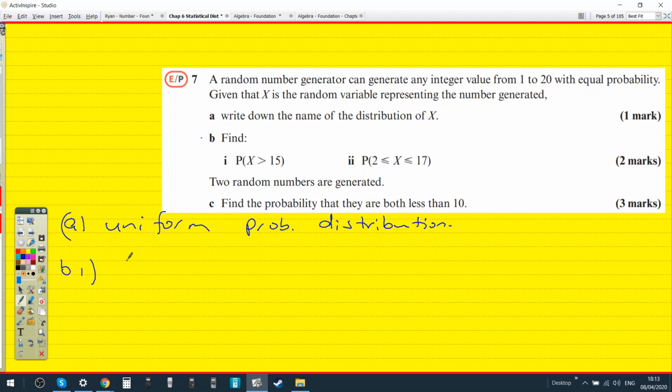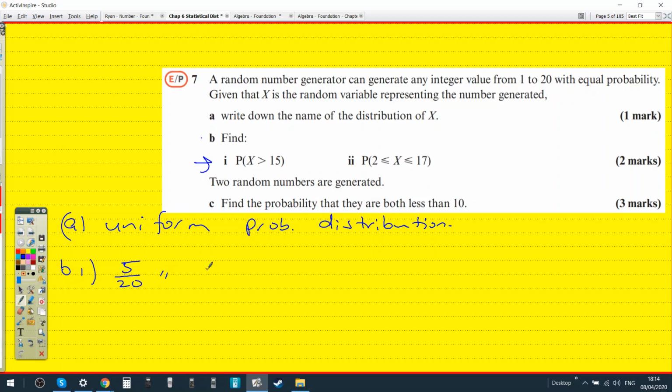Yeah. And so, what are the successful outcomes for 1? What numbers are successful? 16, 17, 18, 19, 20. How many is that? 5. So 1/4. Yeah. So that one's 5/20.